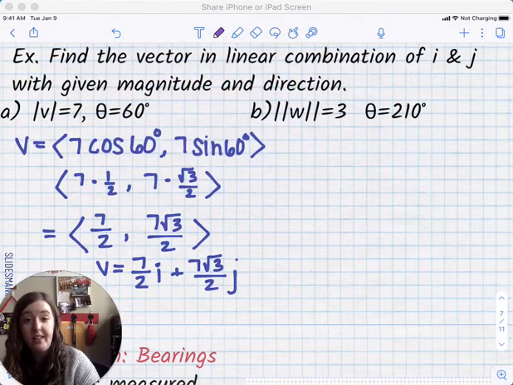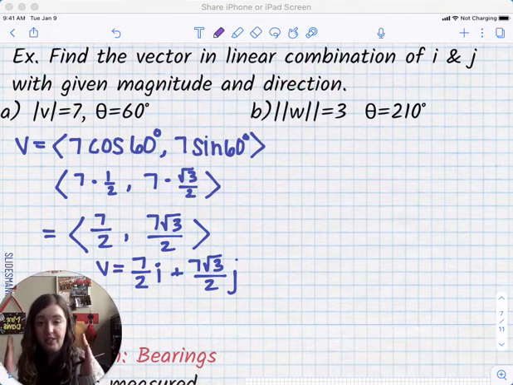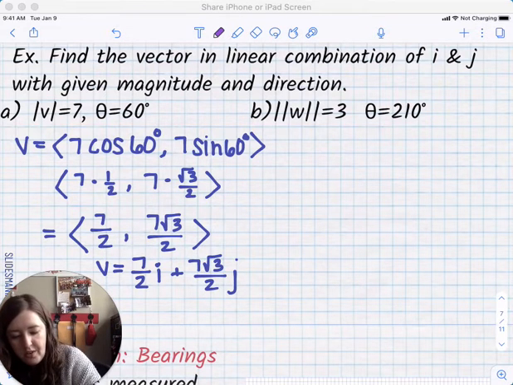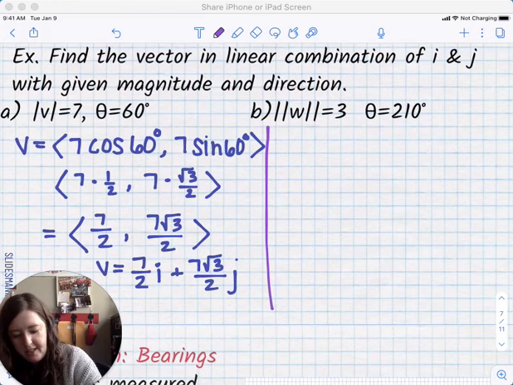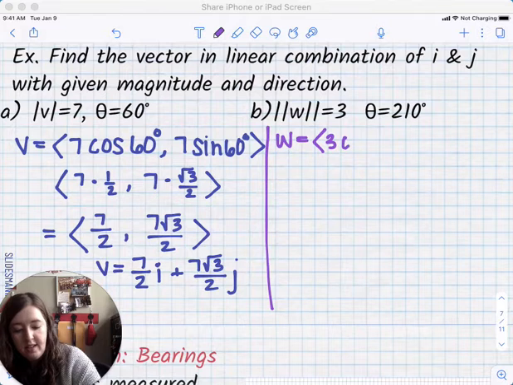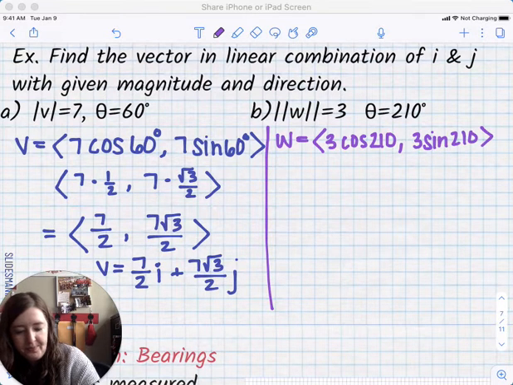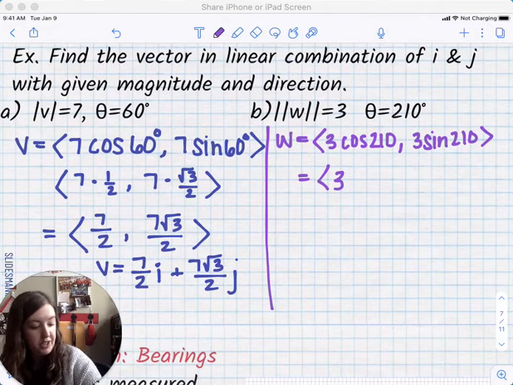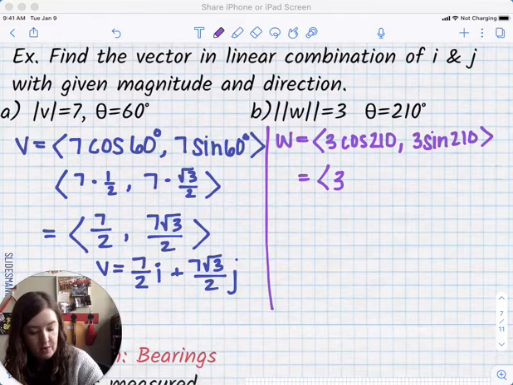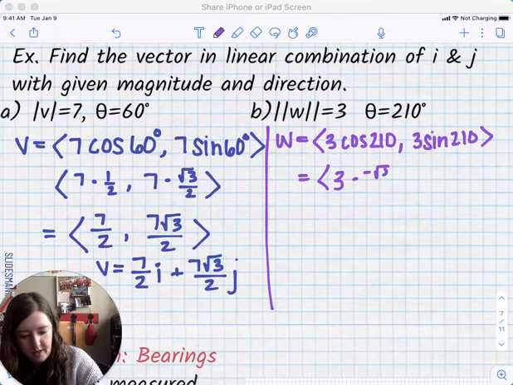That's still magnitude right there. Remember, sometimes it's written with double lines instead of with single lines. Same thing. So to find our vector w, I'm going to take my magnitude of 3 times the cosine of my angle, and magnitude times the sine of my angle. We know that the cosine at 210 is going to be negative square root 3 over 2. And we know the sine at 210 is going to be negative 1/2.